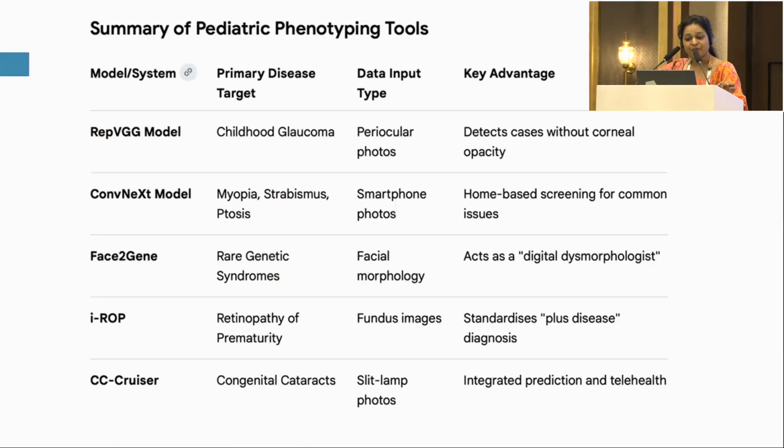So in the time of AI, there are various available tools in the pediatric series. Where these models are available, in the coming times it is all the more important for us to phenotype our cases as well, to be able to create something which is more useful and predictive. For example, these models talk about using periocular photos for glaucoma in patients without corneal opacities, and even for ROP, these facilities are available.